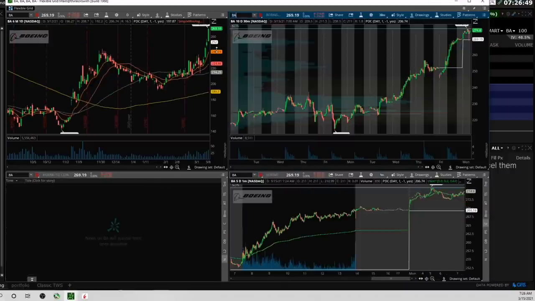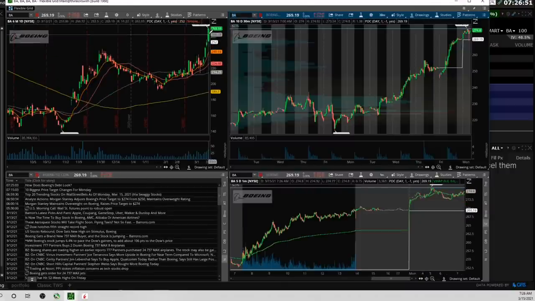Also watching Boeing. So Boeing is definitely extended on the daily. It doesn't mean it can't go further, but in the back of my mind, knowing that it's 1, 2, 3, 4 days up in a row with the fifth day gap up, I want to be careful about going long this. But if this has a long period of consolidation and takes out the high of day, this would be a decent setup that I wouldn't mind taking.